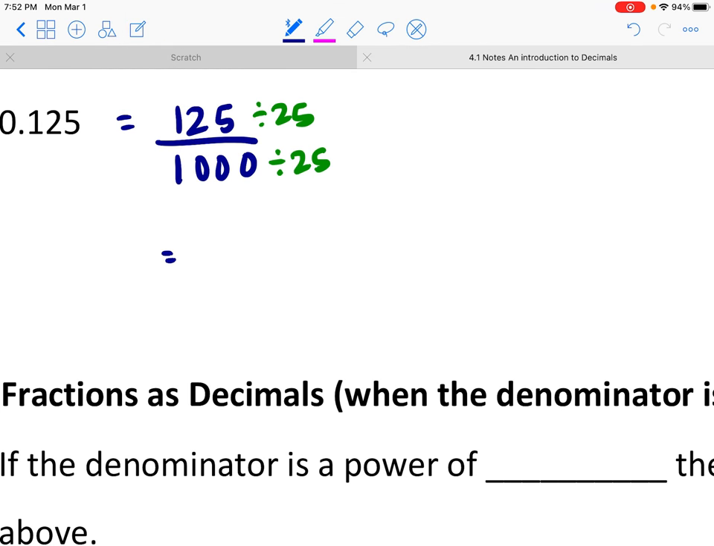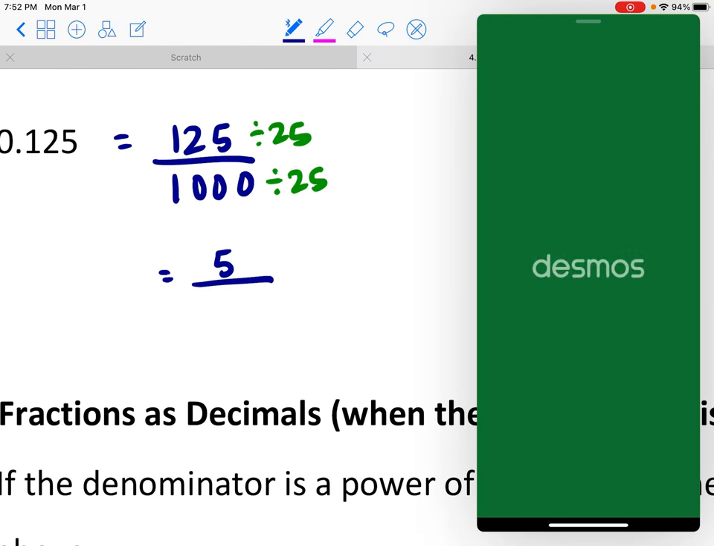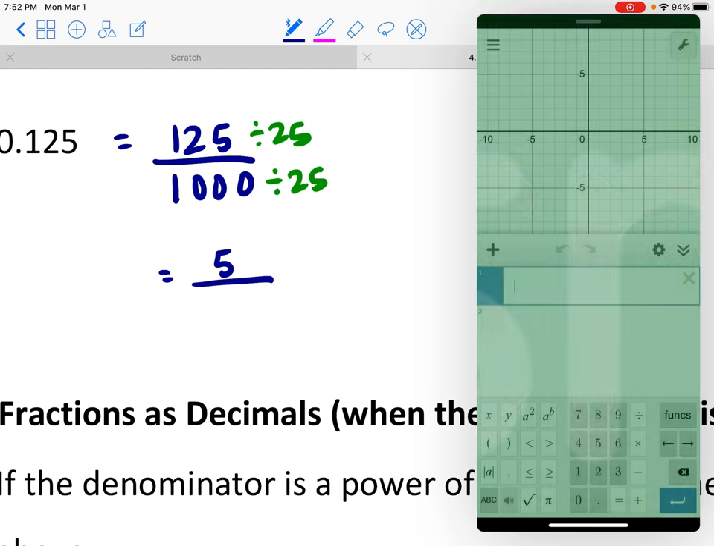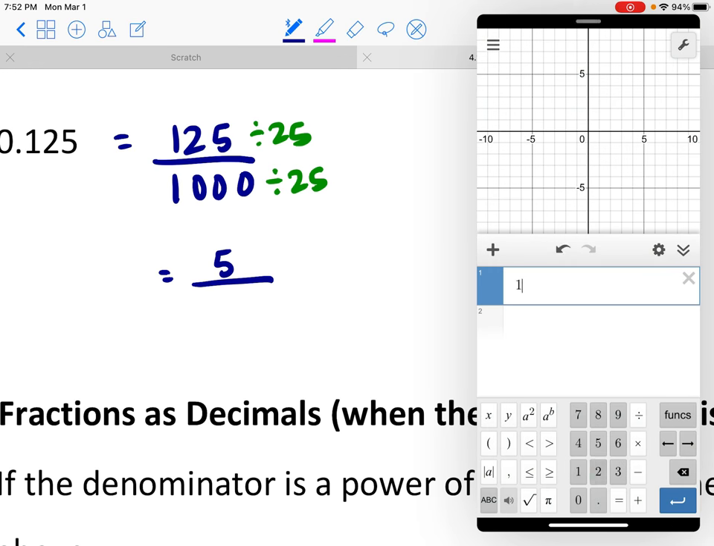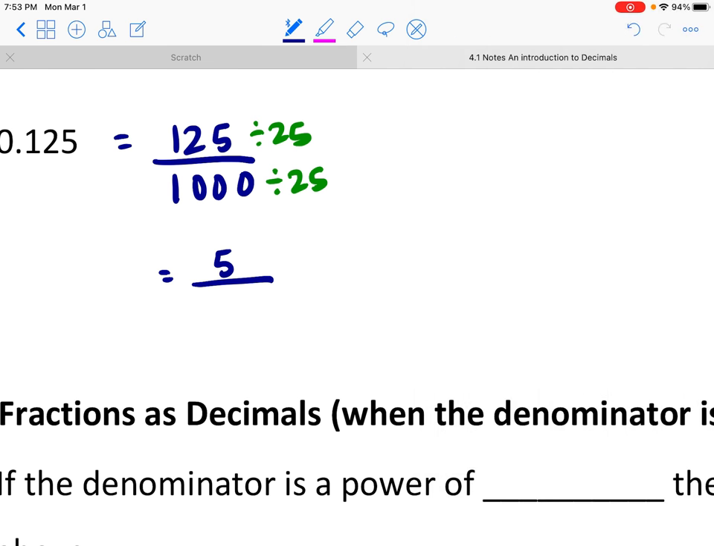So 25 is going to go into 125. Think about how many quarters you have in $1.25, right? That's going to be 5 quarters. So you're going to get 5 there. How many quarters would we have in $10 there? 4 times 10. It's going to be, yeah, I don't trust myself. So let's go to the calculator just to make sure. 125 divided by 25 is 5. And let's go 1,000 divided by 25 is 40. Yep, okay, I was on target there.